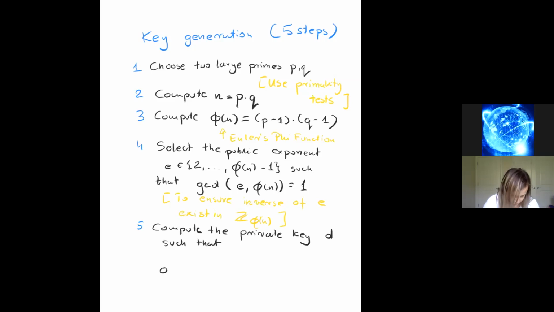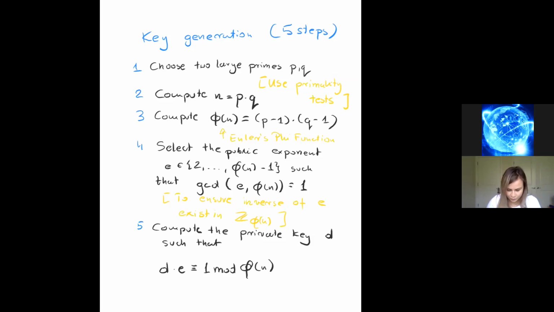Okay, so we have to find D such that when we multiply D by E, it is congruent to 1 modulo phi of n. Now notice, if you don't know P and Q, you cannot compute phi of n, right? So only the person who generates the private key is really able to compute this inverse, because if you don't know P and Q, you have no idea in what kind of ring you have to do computations, because you don't know phi of n.